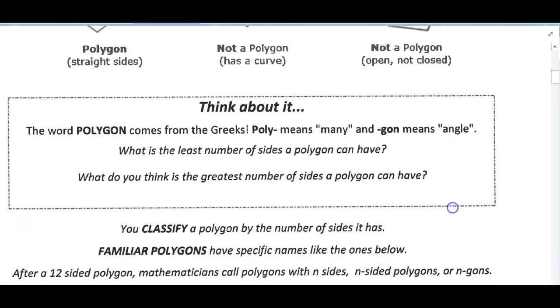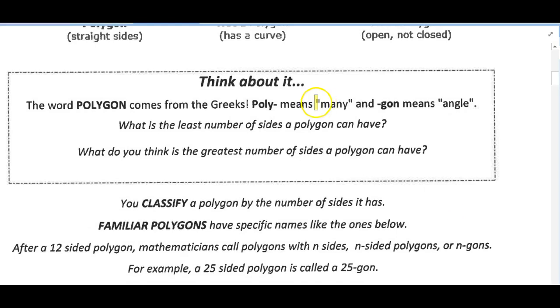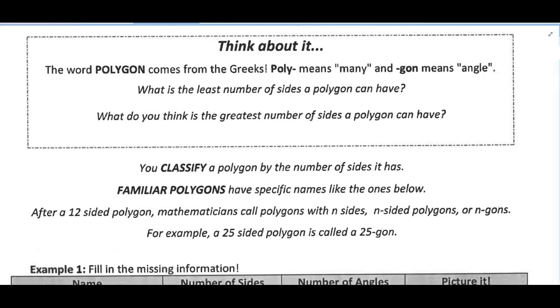So the word polygon comes from Greek. Poly means many, and gon means angle, so many angles. And then a couple questions I want you to think about and write down some answers. When I take a look at your notes in class, the next time I see you, I'm going to check to see what you have here, and we'll talk about that in class. So what is the least number of sides a polygon can have? See if you can come up with an answer over there. You will write your answer. And what do you think is the greatest number of sides a polygon can have? Again, you can write your answer, and we'll discuss that the next time we see each other in class.